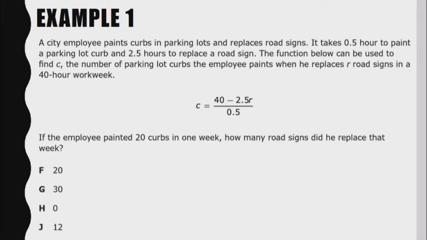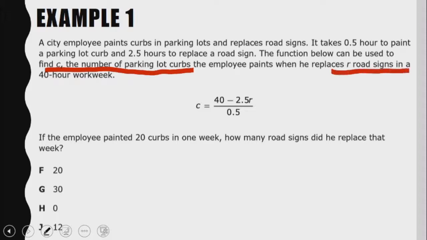So it takes 0.5 hours to paint a parking lot curb and 2.5 hours to replace a road sign. So the function below can be used to find C. C represents the number of parking lot curbs the employee paints when he replaces R road signs in a 40-hour work week. So we know that R is the road sign and C is the number of parking lot curbs. So if the employee painted 20 curbs in 1 week, how many road signs did he replace during that week?